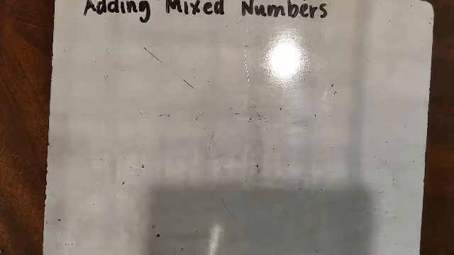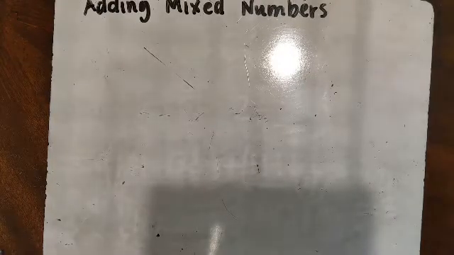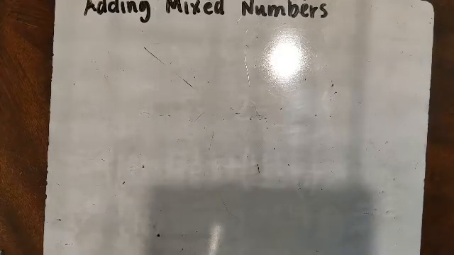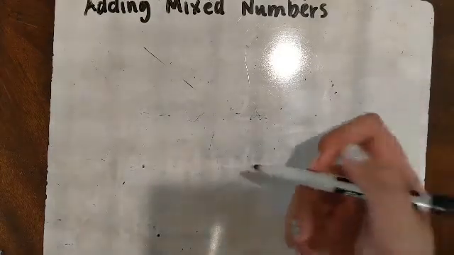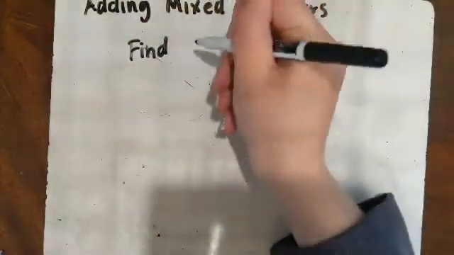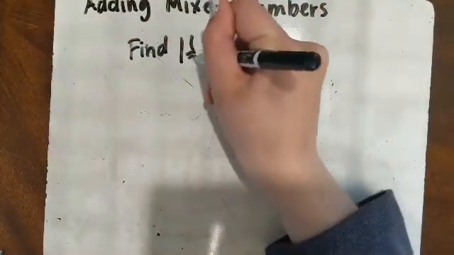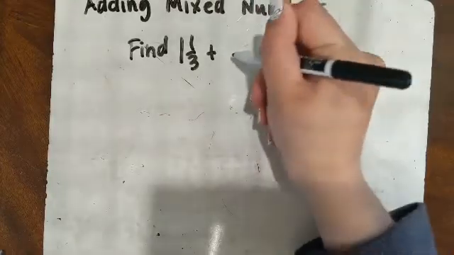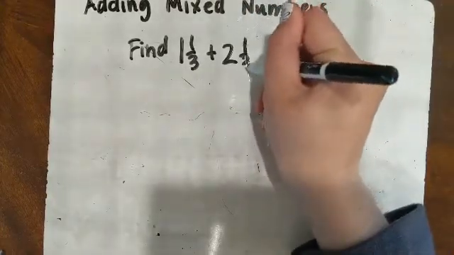So we can also write each number as an improper fraction. So instead of using the associative property and grouping all of the wholes together and all of the parts together like we did on our last one, we can also turn each number into an improper fraction. So if we have, find 1 1/3 plus 2 1/3.